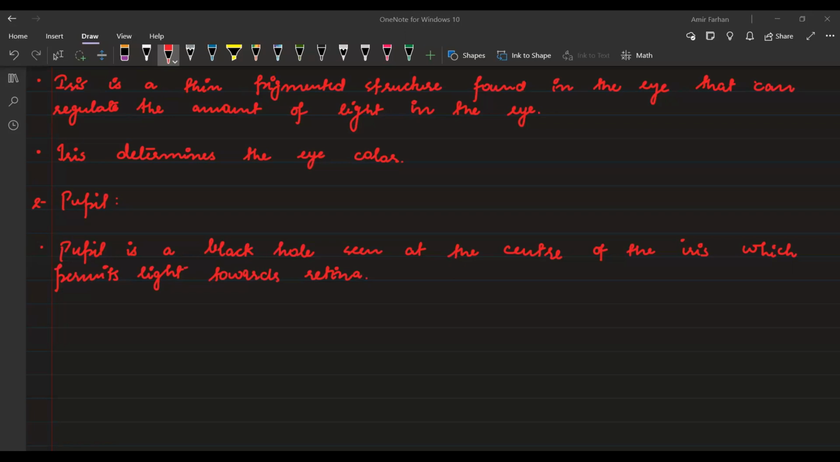If there is a bright light, the pupil will shrink, and if there is very dim light, it will expand so that more light can enter.